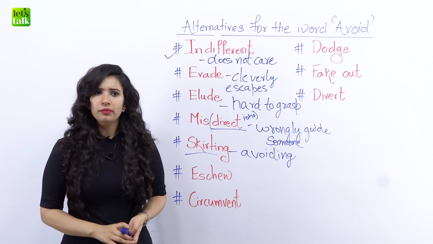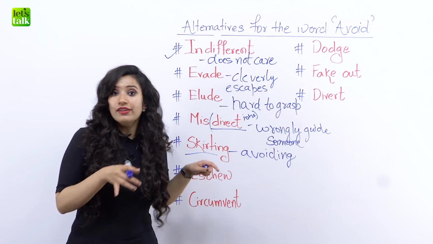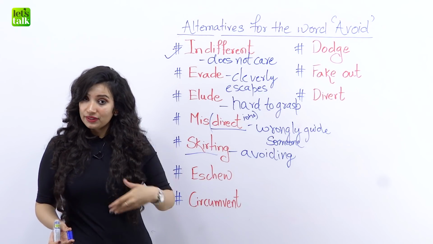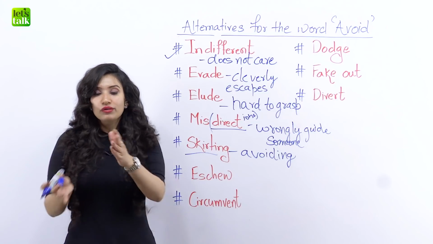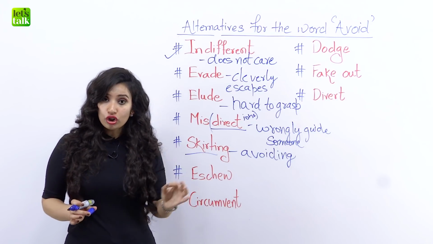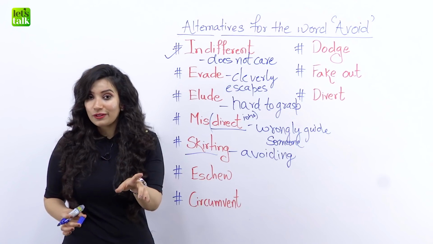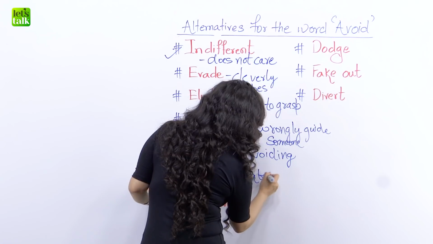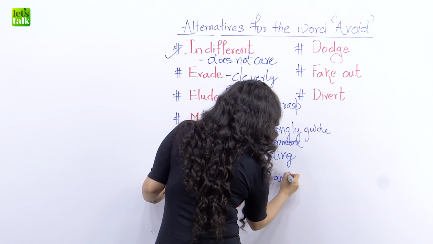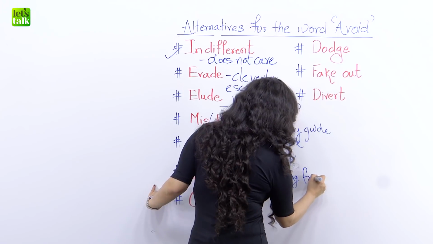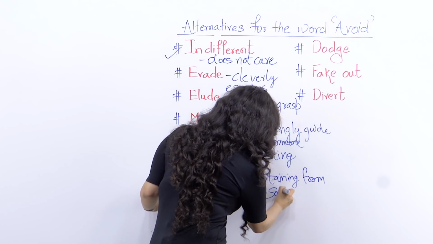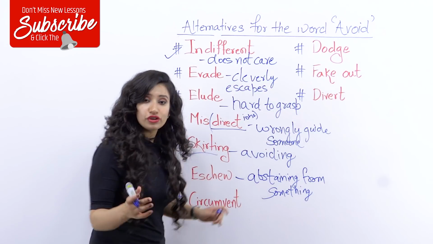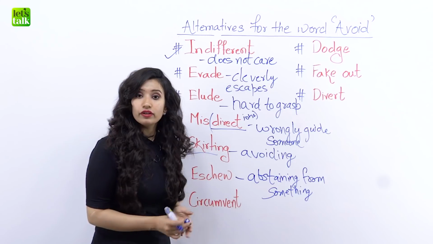Take another example. What about people who are dieting? They eschew chocolates, which means they avoid having chocolates because they think it will make them very fat. So that is eschewing, when you intentionally don't do something. So eschewing is abstaining from something. So we could say that vegetarians eschew all kinds of meat.